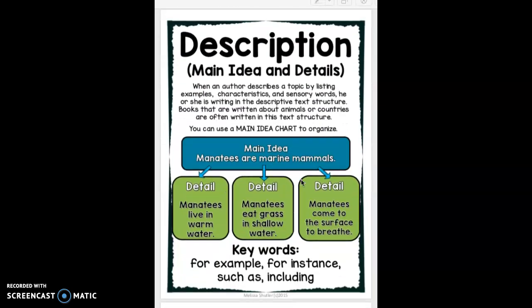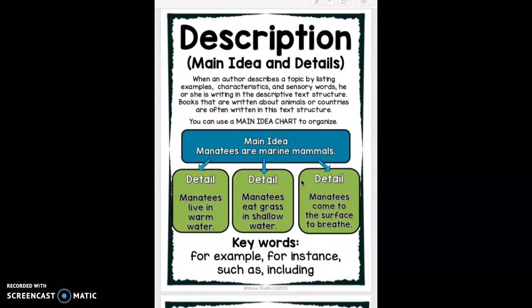The next type of text structure is called description or main idea and details. You might see it as either one. When an author describes a topic by listing examples or characteristics or giving those sensory words in that descriptive text structure, obviously we know descriptive, we know description, main idea, and then those supporting details are the description. So sometimes people use a main idea chart as you see here. The main idea is that manatees are marine mammals. A detail is that manatees live in warm water, that manatees eat grass in shallow water, and that manatees come to the surface to breathe.